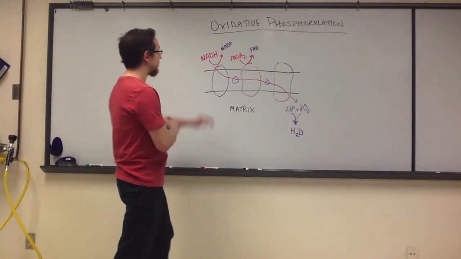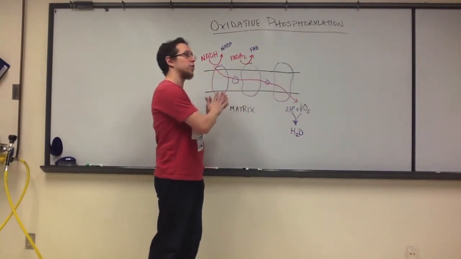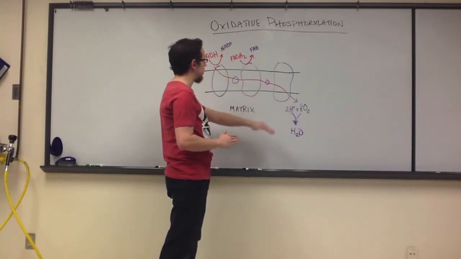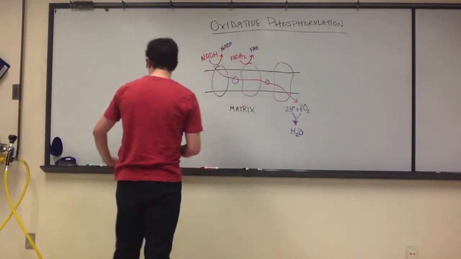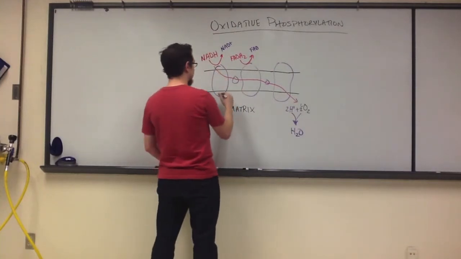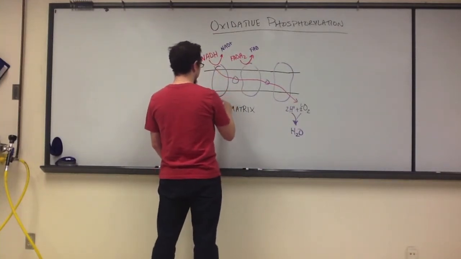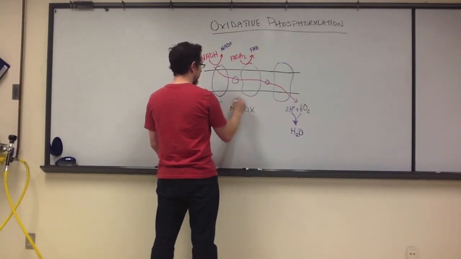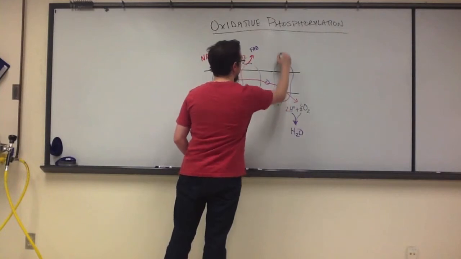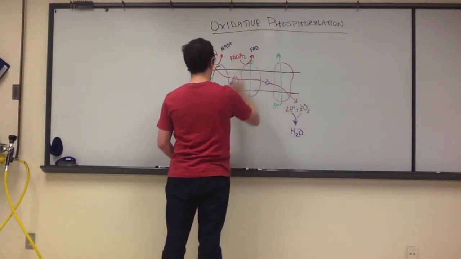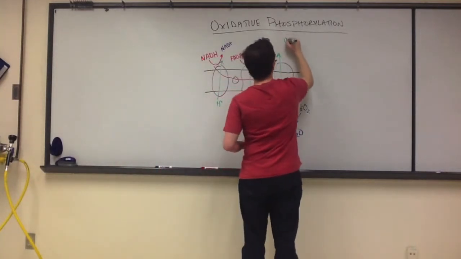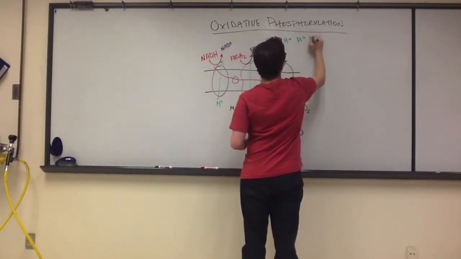Now, as the electrons are being passed through the chain, their energy is slowly decreasing, but also what's happening is as they pass through each of the proteins in the electron transport chain, they result in the pumping of protons across the mitochondrial membrane. And this pumping of protons across the membrane results in us forming a proton gradient.